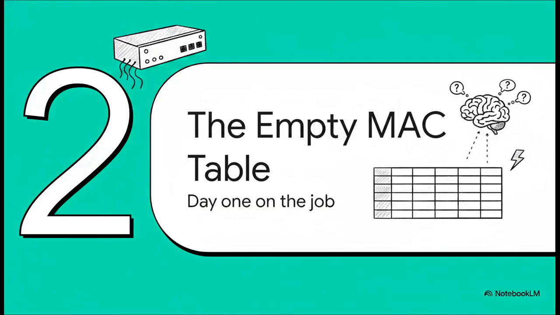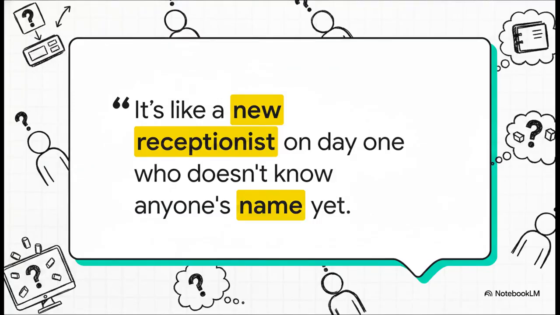Section 2. The empty MAC table. Day 1 on the job. The key tool that actually enables a switch to do its job is its MAC address table. When you first power the switch on, this table is completely empty. Think of it like a new receptionist on their very first day on the job. They don't know anyone's name, they have no idea which desk anyone sits at. Literally every person who walks into the building is a complete stranger to them.